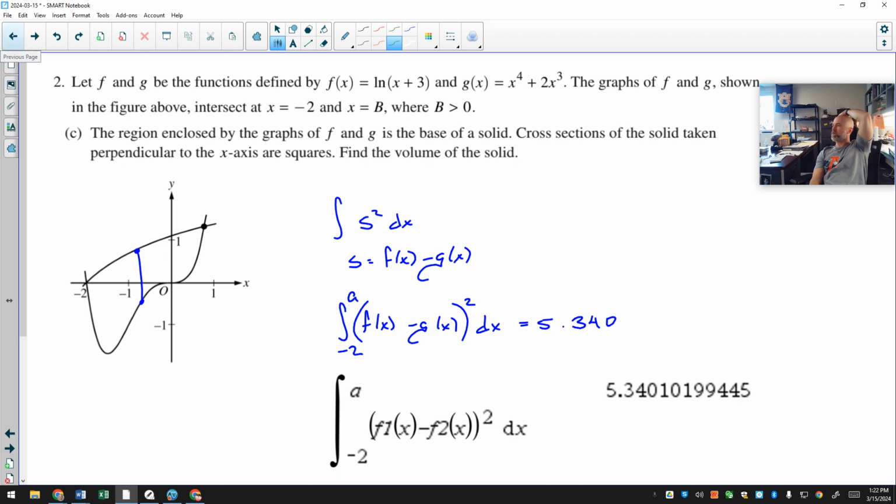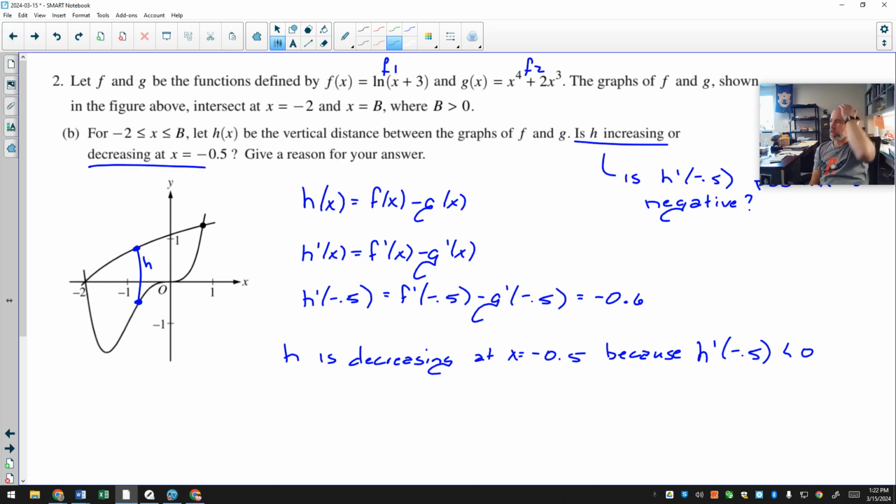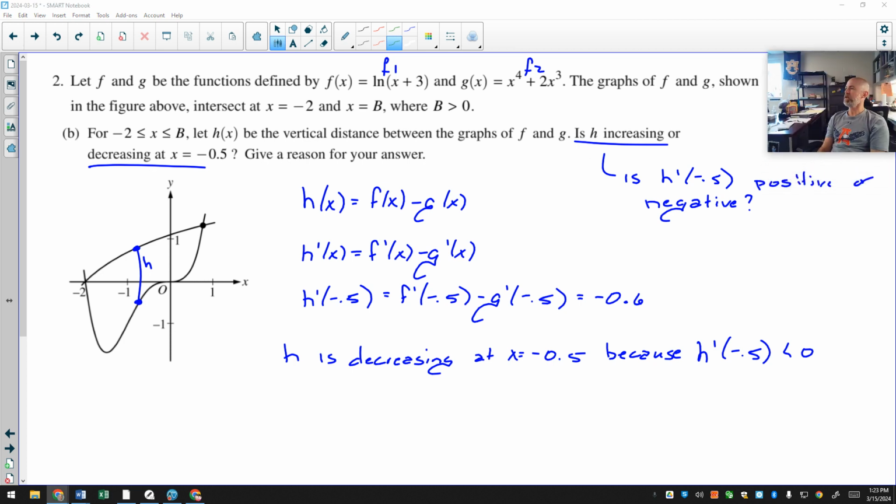Okay, so 3, or B, is a first semester question. They talk about H being the vertical distance between the graphs, so I drew H, the vertical distance between the two. And then they ask, is H increasing or decreasing? Those are first semester words. You should immediately think increasing, decreasing. That means they're really asking, is H prime positive or negative? Anytime you see the word increasing, decreasing, I would like for you to immediately think derivative positive, derivative negative.